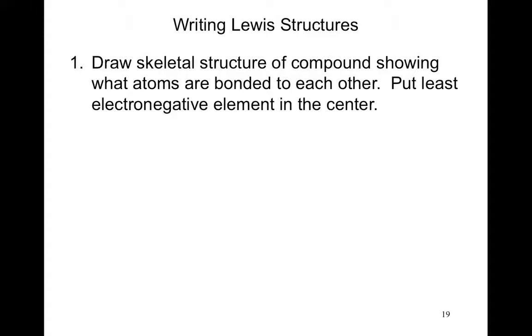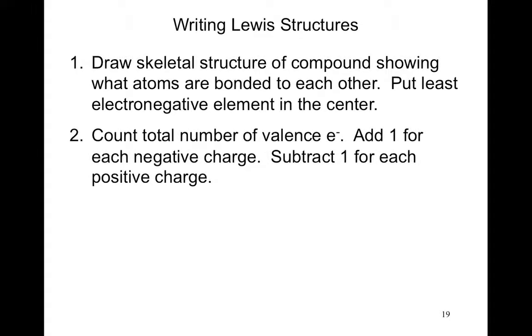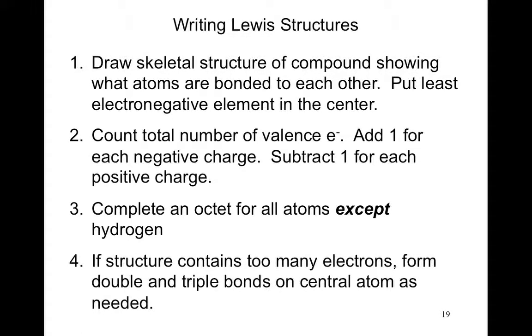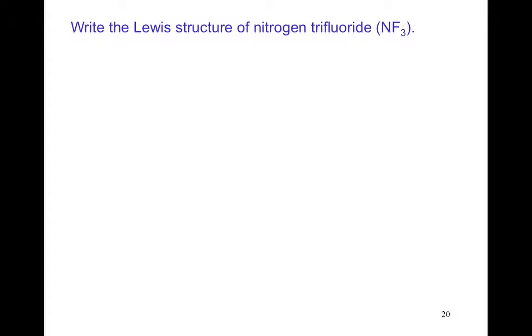When in doubt, throw carbon in the center. Count your total number of valence electrons, add 1 for a negative charge, subtract 1 for a positive charge, and complete an octet for all atoms except hydrogen, boron, beryllium, and sometimes sulfur, and a few other exceptions. But complete the octet when in doubt. If your structure contains too many electrons, you can start to form double and triple bonds to try to get us to that octet. So, nitrogen trifluoride.